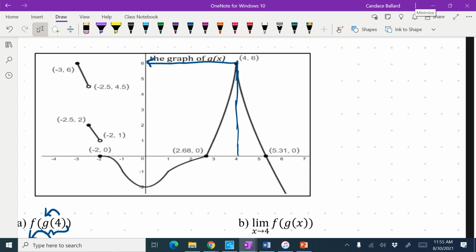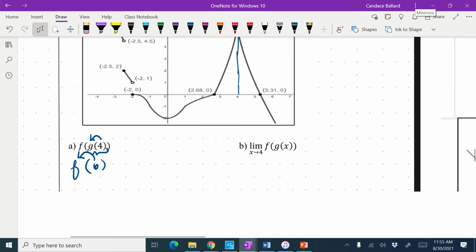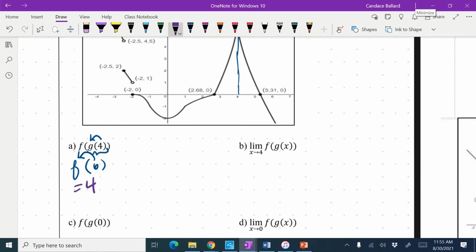So it's equal to 4. Okay. All right. B is a little bit different.